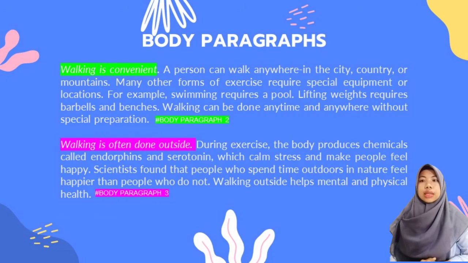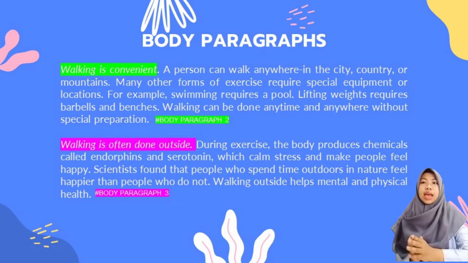Next, move to body paragraph 2. Walking is convenient, the green one. A person can walk everywhere in the city, country, or mountains. Many other forms of exercise require special equipment or locations. For example, swimming requires a pool. Lifting weights requires barbells and benches. Walking can be done anytime and anywhere without special preparation.